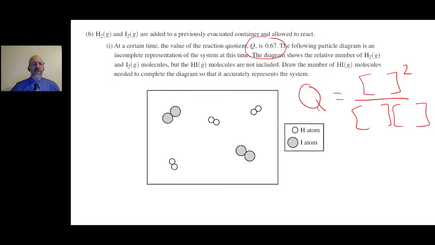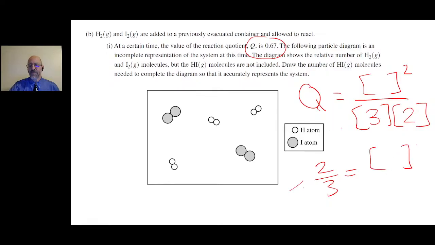If you're wondering, why are there 3 molecules of hydrogen and only 2 molecules of iodine? It can be whatever. They didn't say it started with only HI or only an equimolar mixture. So I've just got some numbers. I'm going to go ahead and stick in the numbers into the appropriate spot. So draw the number of HI molecules that are needed. So I haven't done that yet, but we are going to go ahead and put in 3 and 2. So 3 particles of hydrogen, 2 particles of iodine. And this is equal to 0.67. Now, 0.67 is approximately 2/3.